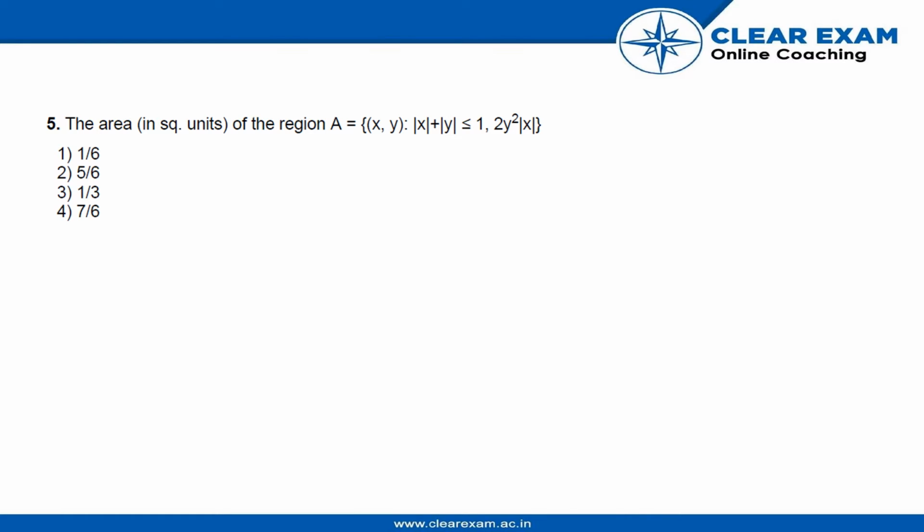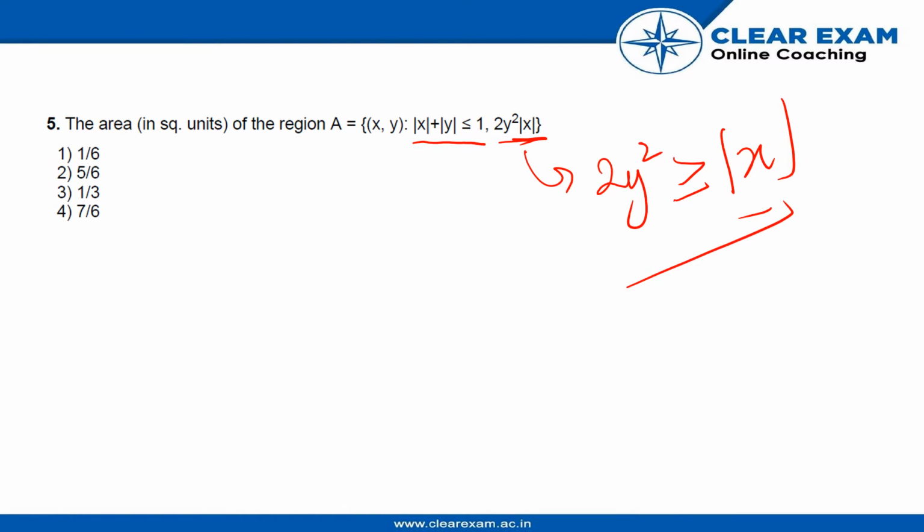Hello everyone. So today we'll be discussing this question, that is, the area in square units of the region. The first curve is |x| + |y| ≤ 1, and another one is 2y² ≤ |x|. That is basically the equation of a parabola.